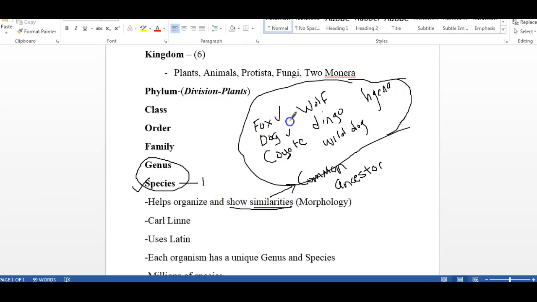So fox and dog and coyote and wolf and dingo and wild dog and perhaps hyena, I can't remember if it's in this group, but they're similar. And so they'll all be found in the same group. Maybe the same class or the same order, but then as they're a little bit different, they break into a different family or genus or species. Definitely a species, because a dog and a dingo, or a dog and a coyote, are not the same species. They may be the same genus, but not the same species. They organize it this way to show similarities.